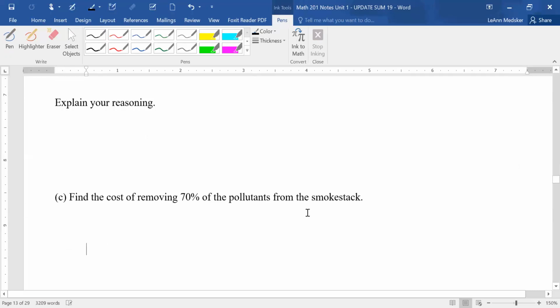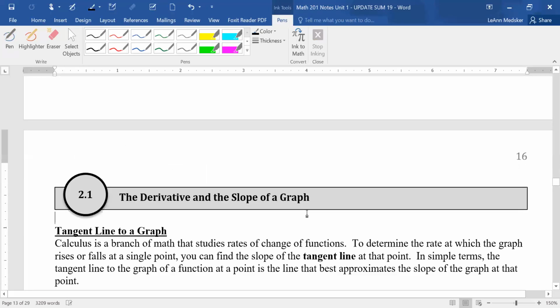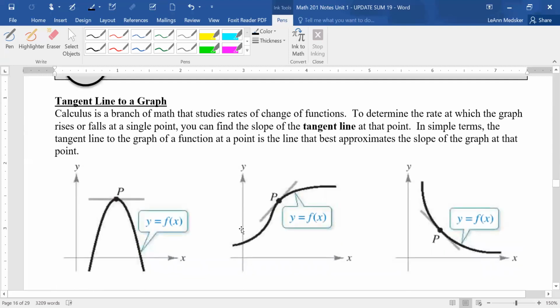We're going to work with something we did cover in class today. We're going to discuss the basic idea of how the derivative is related to the slope of a graph, how that works. So we need to first define a geometry term that a lot of people may or may not have seen in a while, which is a tangent line to a graph. So calculus is a branch of math that studies rates of change of functions. To determine the rate at which the graph rises or falls at a single point, you can find the slope of the tangent line at that point. In simple terms, the tangent line to the graph of a function at a point is the line that best approximates the slope of the graph at that point.